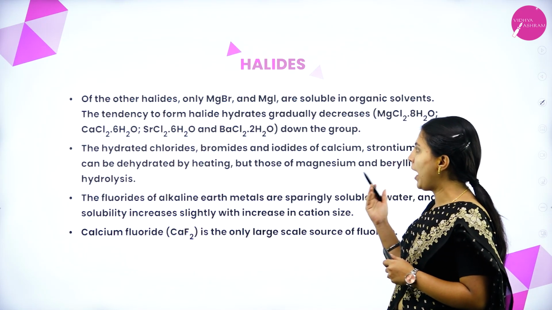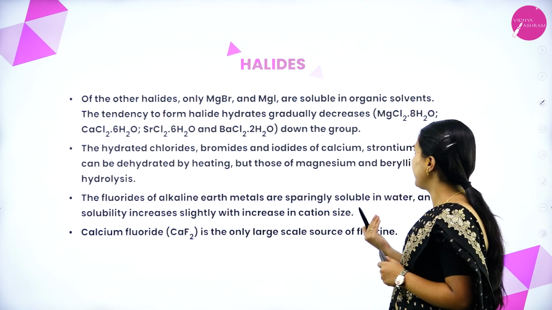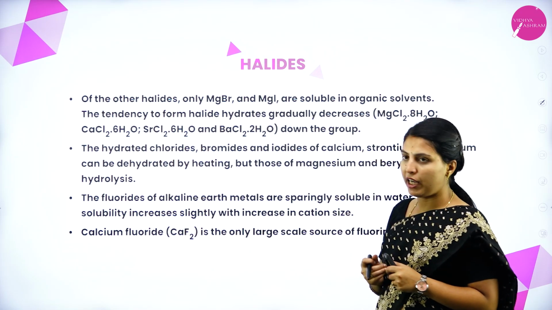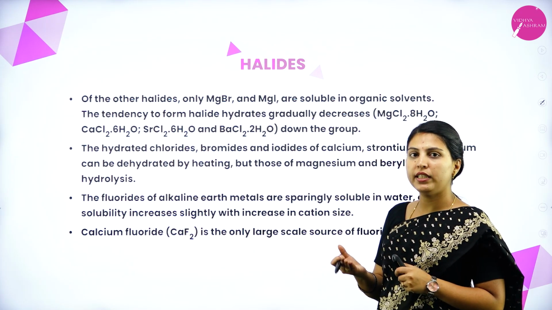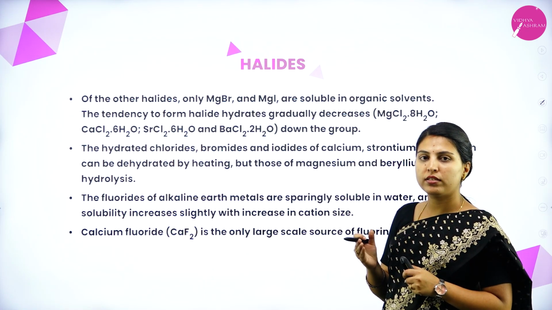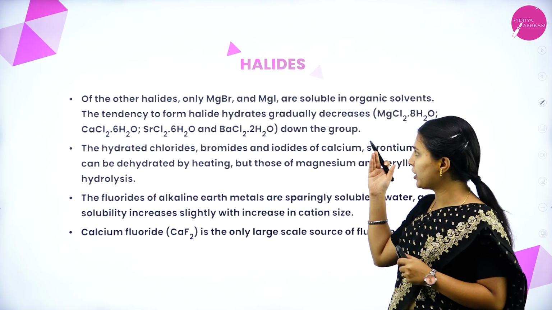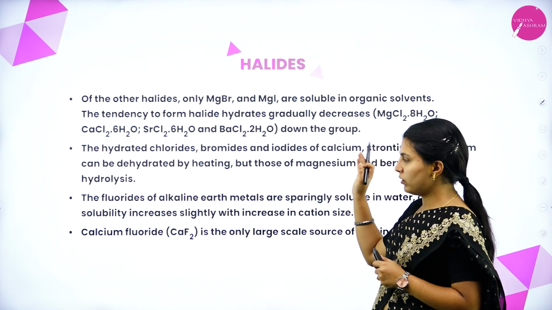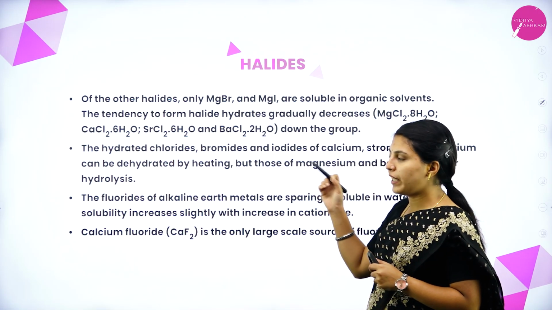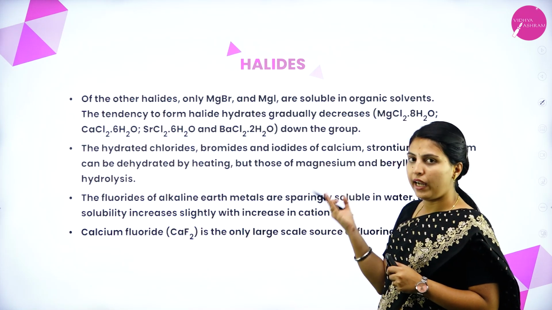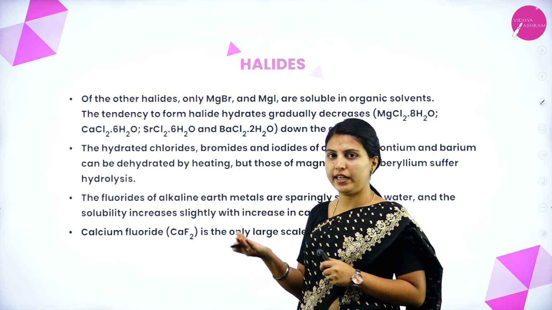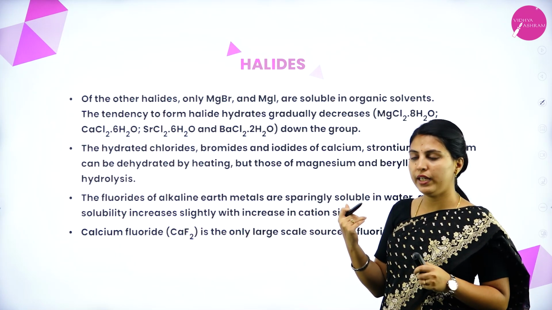The tendency to form halide hydrates gradually decreases down the group. Except magnesium bromide and magnesium iodide, all dissolve in water itself, but magnesium bromide and magnesium iodide also dissolve in non-polar organic solvents. The tendency to form halide hydrates keeps decreasing down the group.